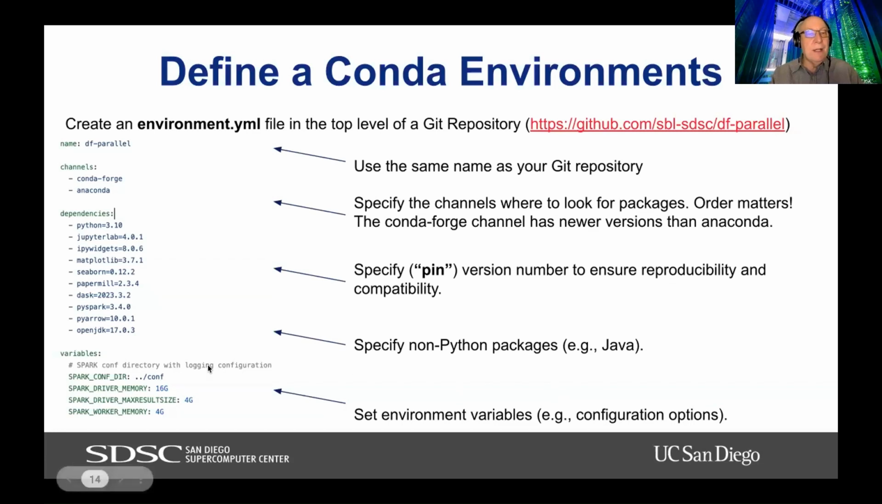Then, in addition, you can also specify environment variables. So when you use this environment, it will apply those environment variables that will be available to you. So in this case, I set up some configuration for Spark, which is one of the packages to run our code in parallel. So I'm setting up some configuration files and some memory configuration here. So again, for reproducibility reasons, I already include that here, so the user doesn't need to worry about setting those environment variables.